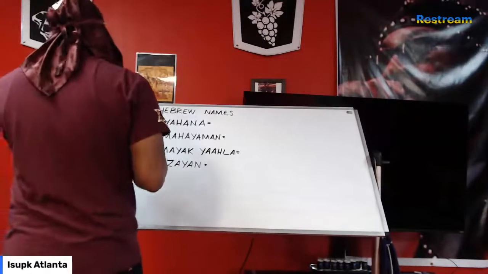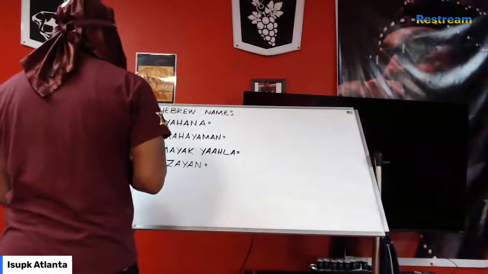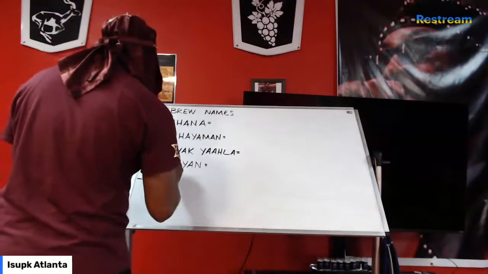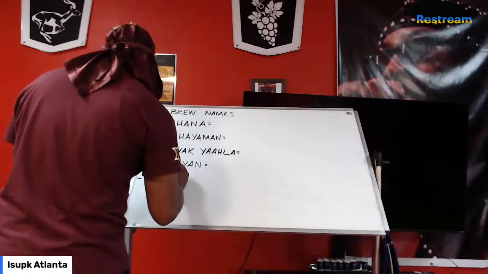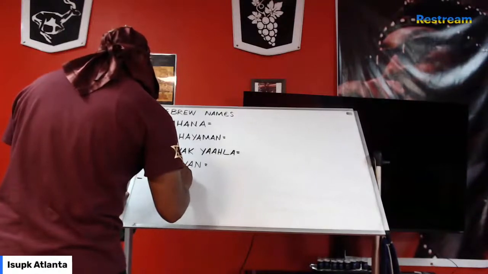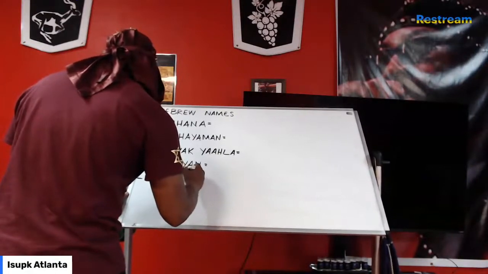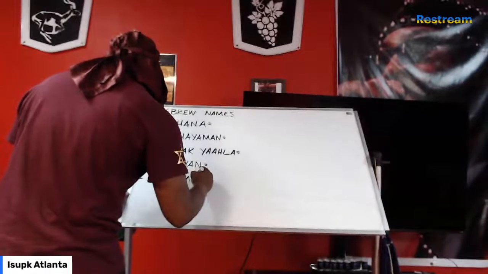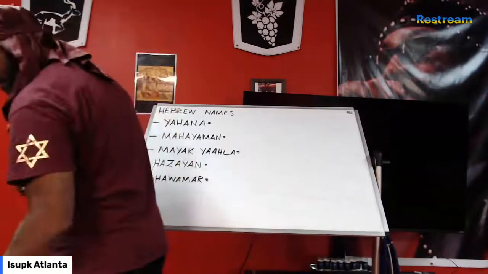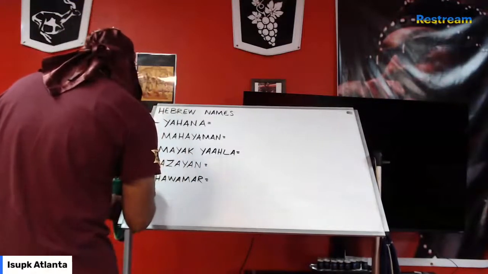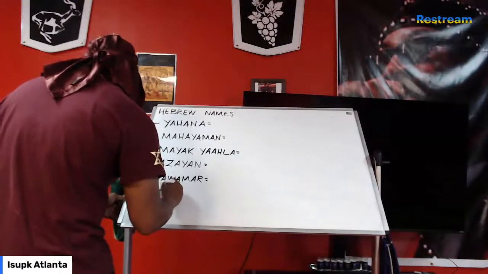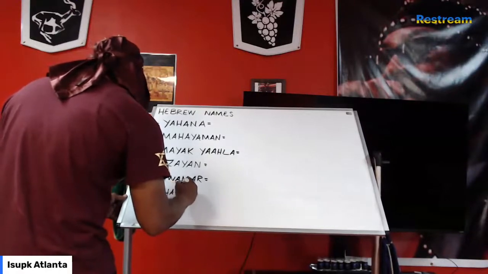All right, so we have Commander General Yahanna. We have General Mahaiman, which is pronounced Mahayaman. Then we have General Mayak Ya'ala. Then we have General Hazayam. Then we have General Shawamar. Then we have General Thumgabar.